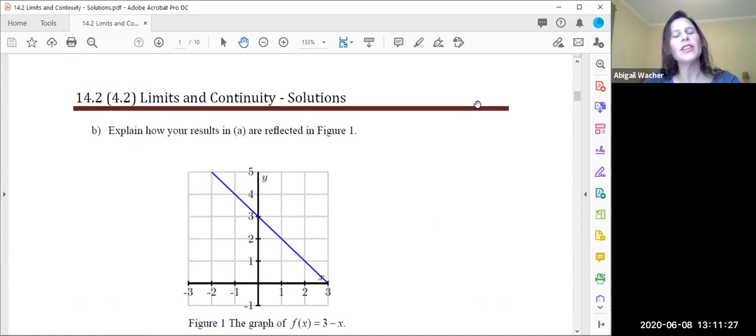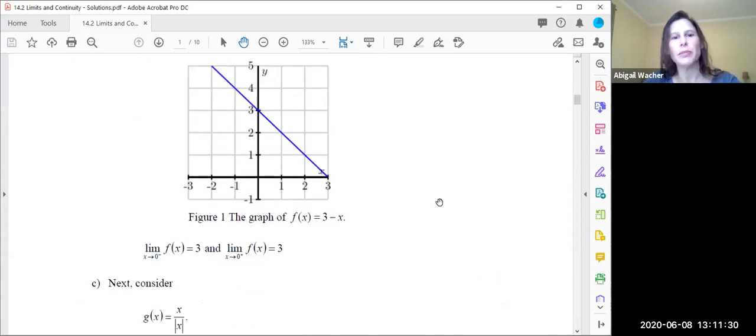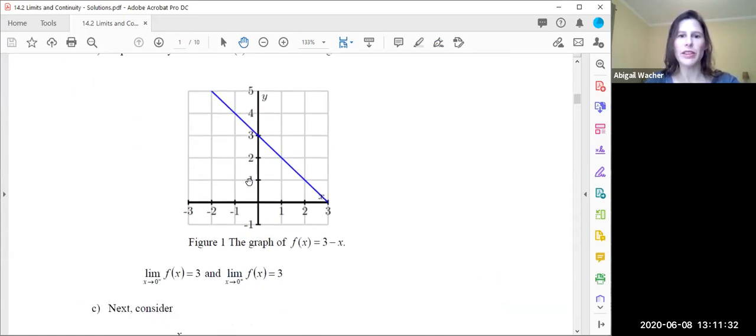All right, so explain how your results in part a are reflected in figure 1. Okay, well, here's figure 1. And we see that we had the limit as x goes to 0 from the left-hand side approaching 3, and that's what we're seeing in this line. We're approaching 3 from the left. And we also found that the limit as x goes to 0 from the right-hand side of f(x) is also going to 3. So yes, in fact, from the left and from the right, we are approaching the value f(x) equals 3.